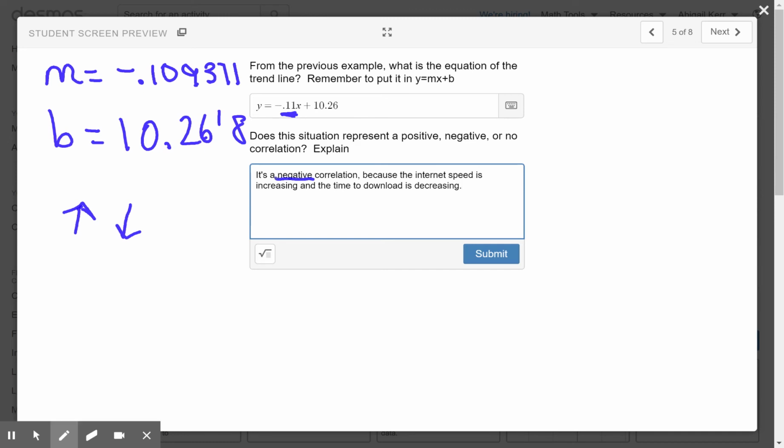So I have the word negative. I have one increasing and one decreasing. So you want to be as specific as possible there.